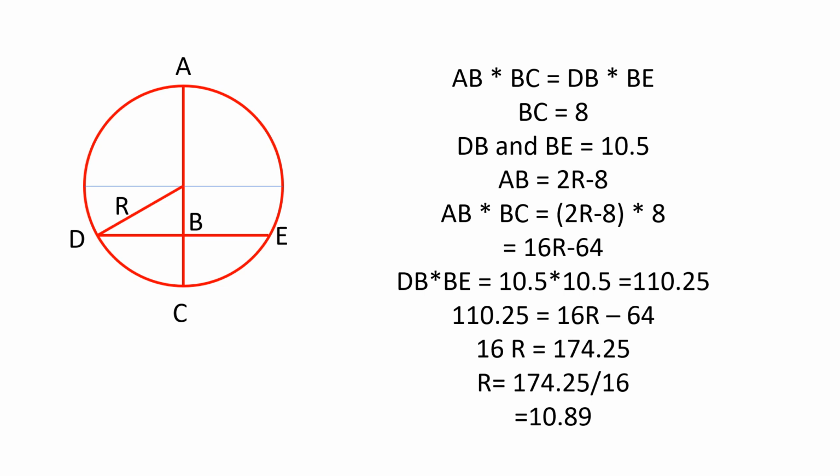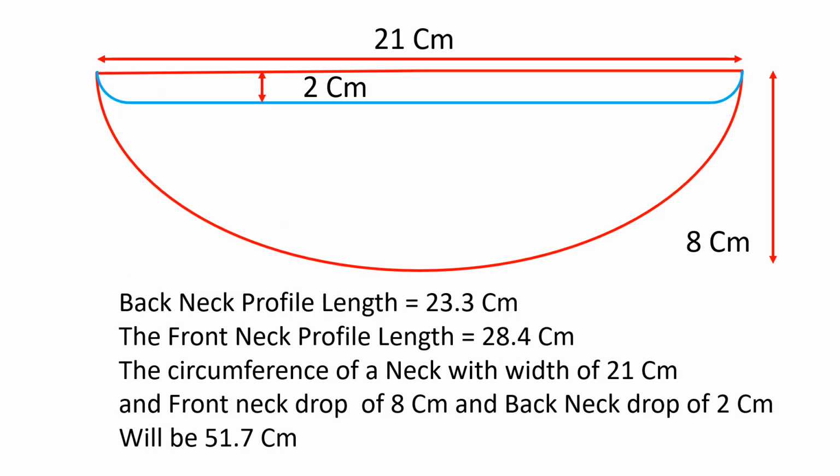Using both ways to find out the radius, we get the same value for the radius, and that is 10.89 centimeters. And for the length of the arc, we will still need to use the arccos value to determine the angle in radians, and the length of the arc is the radius multiplied by the radian value of angle phi. And the length of the arc of the front neck will be 28.36. The length of the back neck profile will be 23.3 cm.